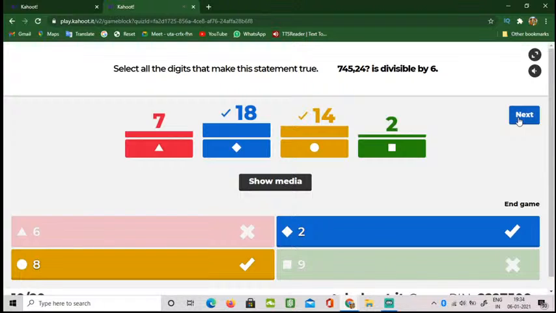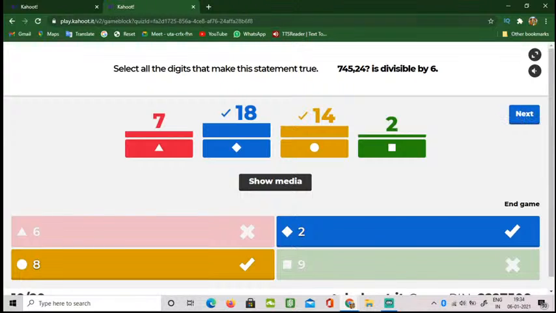So that's correct. As this is a multi-select question, I've got many answers. The correct answers are 2 and 8, because as I said, the divisibility rule of the number 6 is that the number should be divisible by 2 as well as 3. If you replace the digit with 2 as well as 8, it will be divisible by 2 and 3, so the number is also divisible by 6.